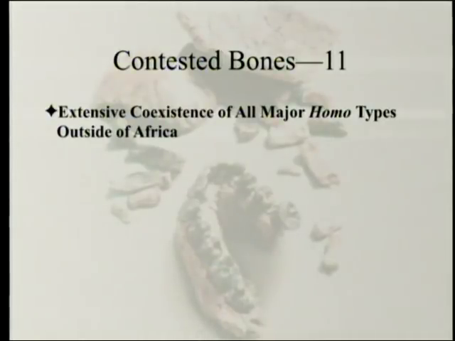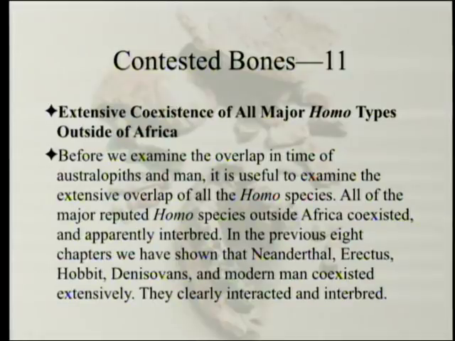Extensive coexistence of all major homotypes outside of Africa. Before we examine the overlap in time of Australopiths and man, it is useful to examine the extensive overlap of all Homo species. All of the major reputed Homo species outside of Africa coexisted and apparently interbred. In the previous eight chapters, we've shown that Neanderthal, Erectus, Hobbit, Denisovans, and modern man coexisted extensively. They clearly interacted and interbred.